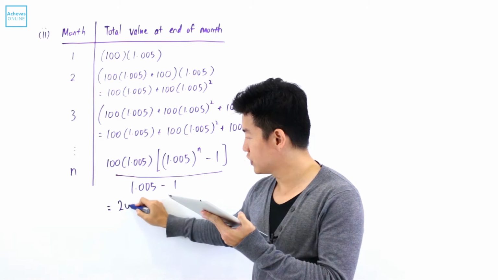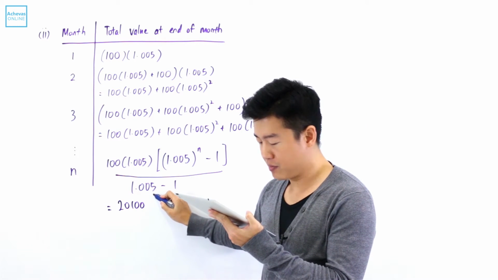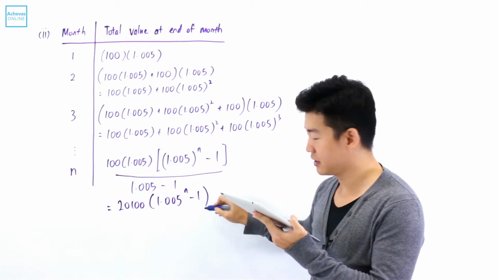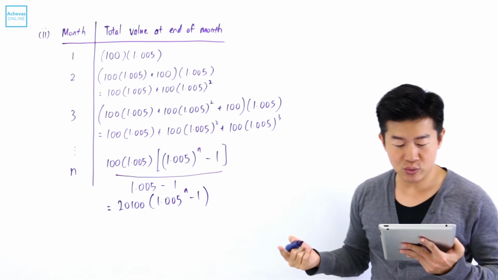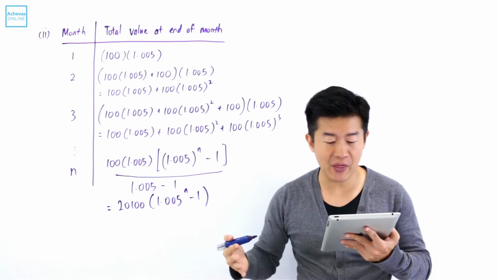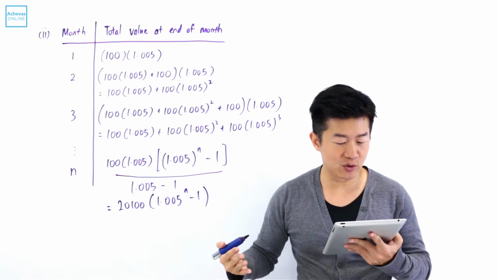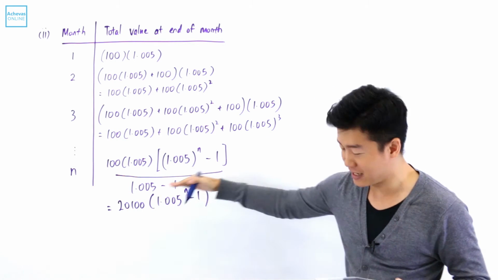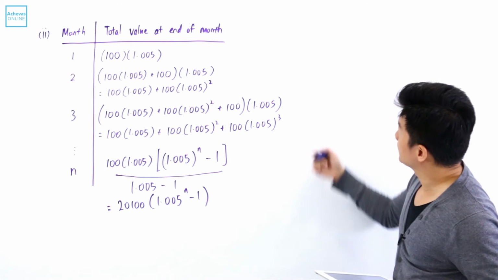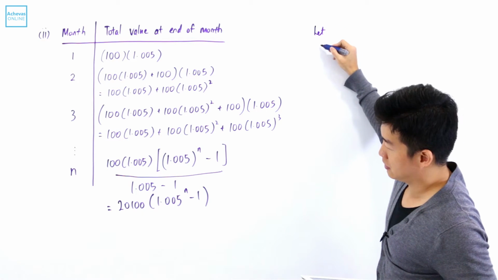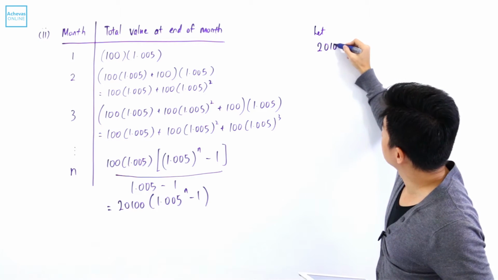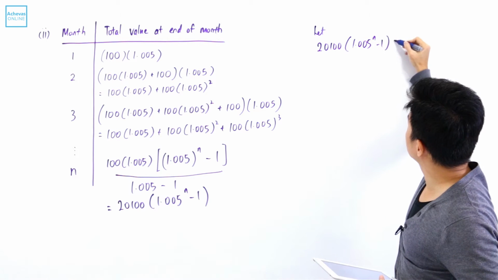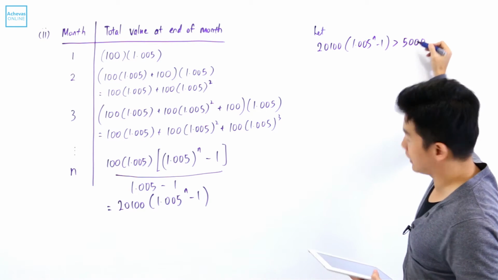This is 20100 multiplied by 1.005 to the power of n minus 1. What we need to do next is to hence find the month when Mr. B's account is going to be first greater than $5,000, which means that we are going to let this be bigger than 5,000. So I'm going to let 20100 times 1.005 to the power of n minus 1 be bigger than 5,000.